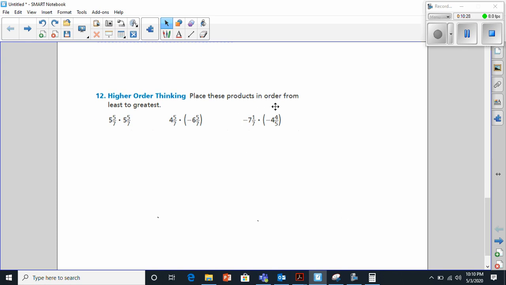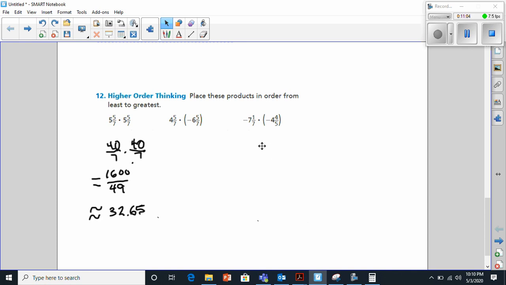Place these products in order from least to greatest. Well, when I take 5 and 5 sevenths times 5 and 5 sevenths, I have a positive times a positive. That's going to give me a positive number. So first of all, 7 times 5, if I'm turning this into an improper fraction, is 35. 35 plus 5 is 40, and I have 40 over 7 in both terms here. Now 40 times 40 is 1,600, and 7 times 7 is 49. When I take 1,600 and divide it by 49, I get about 32.65.